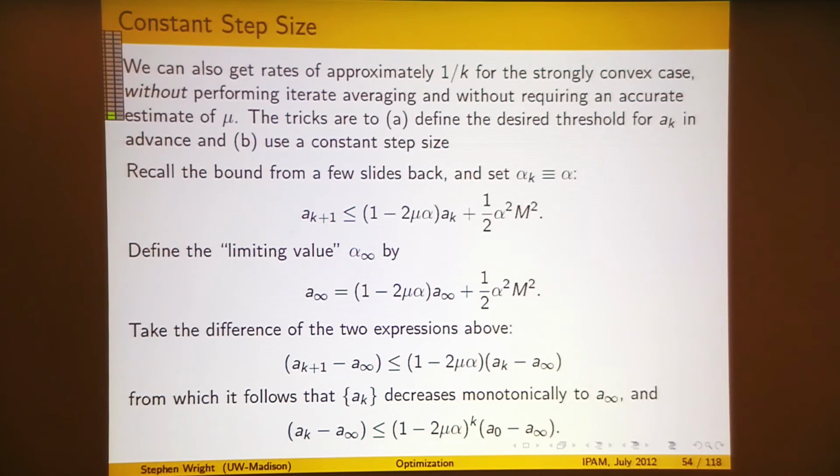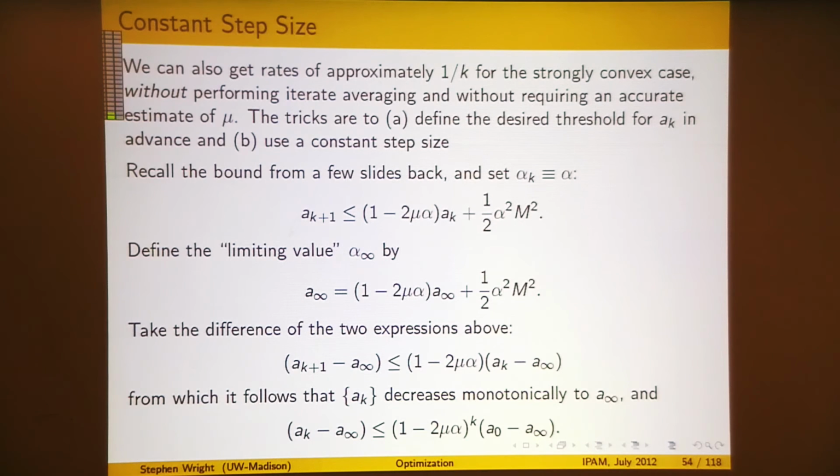So the question I'm going to ask here, I'm going to go back to the strongly convex case, where mu, the modulus of strong convexity, is strictly positive, okay? Now we already have a way of getting a 1 over k algorithm for that case. I'm going to show you another way to get a 1 over k algorithm that uses a constant step size. I'm going to assume that you're going to tell me in advance how low you want to get the error to. In other words, I'm not going to assume that you want to potentially drive the expected value of the error, ak, all the way to 0. I want you to tell me in advance a threshold below which you want to drive ak. And then I'm going to choose the step size alpha to achieve that threshold in a reasonable number of iterations, okay? So that's our motivation.